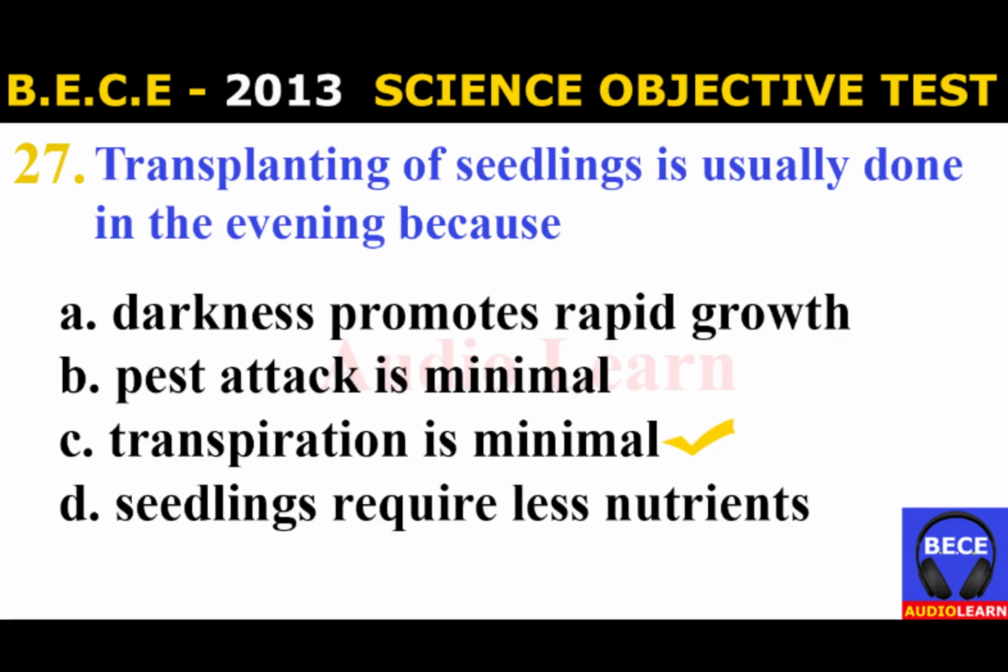Number 27. Transplanting of seedlings is usually done in the evening because A. Darkness promotes rapid growth. B. Pest attack is minimal. C. Transpiration is minimal. D. Seedlings require less nutrient. And the answer is C. Transpiration is minimal. Transplanting of seedlings is usually done in the evening because transpiration is minimal.